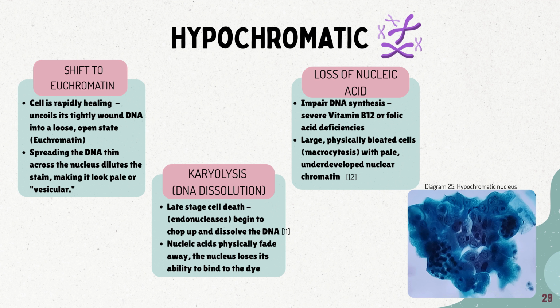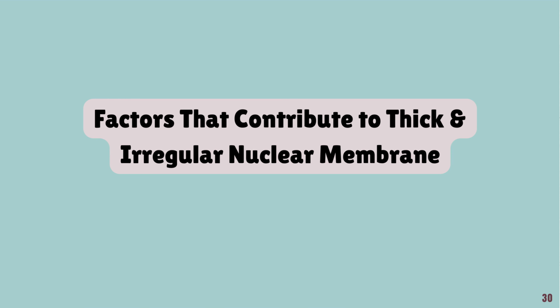Lastly, severe nutritional deficiencies such as a lack of vitamin B12 or folic acid completely impair the cell's ability to synthesize new DNA during replication. This failure results in large, physically bloated cells with pale, underdeveloped, and structurally sparse nuclear chromatin. Because the DNA was never properly built in the first place, it lacks the volume to catch the dye, presenting as a characteristic pale nucleus. Next, let's take a look at the factors that contribute to thick and irregular nuclear membranes.